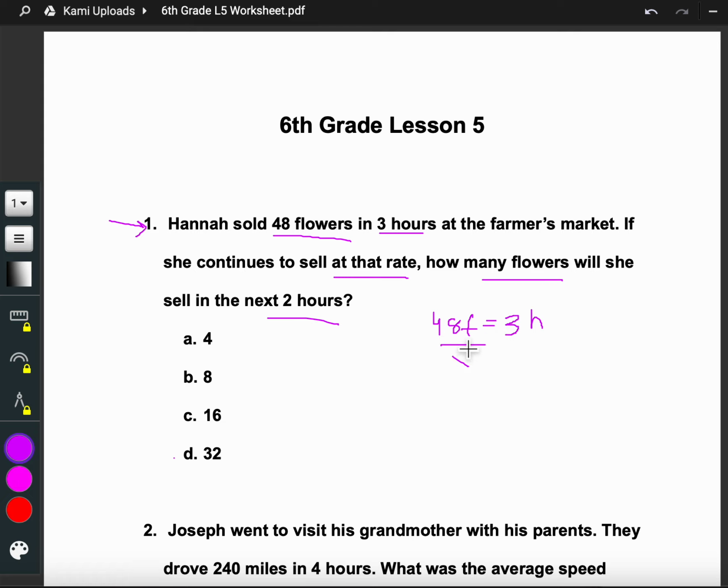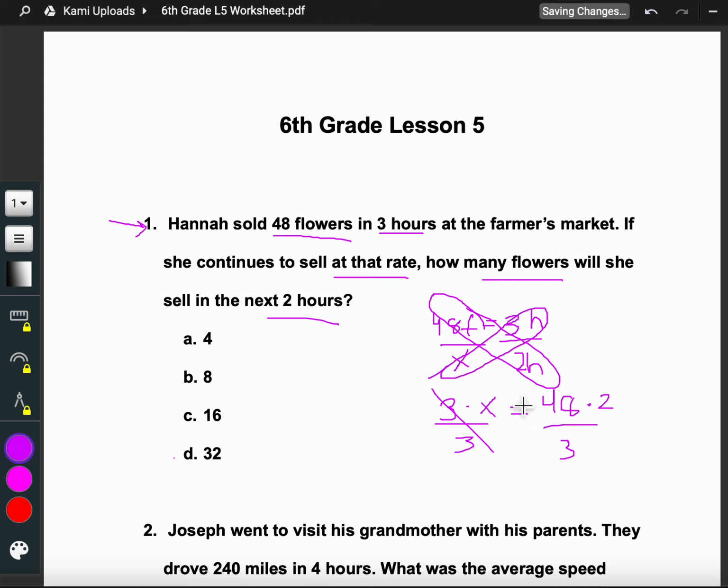How many? So we'll write X because we don't know. How many flowers will she sell in the next 2 hours? So we set up our equation, and now to find it, we're going to cross multiply. So we're going to multiply 3 and X and 48 and 2. So 3 times X equals 48 times 2. Divided by 3, divided by 3. This cancels out, so we know that X equals whatever 48 times 2 divided by 3 is.